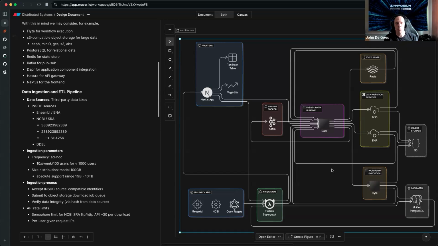I know Flyte has support for fan-out and fan-in operators for these workflows, which allows you to do a bunch of things concurrently and collect results. To what extent do you think you would be using that in this architecture?